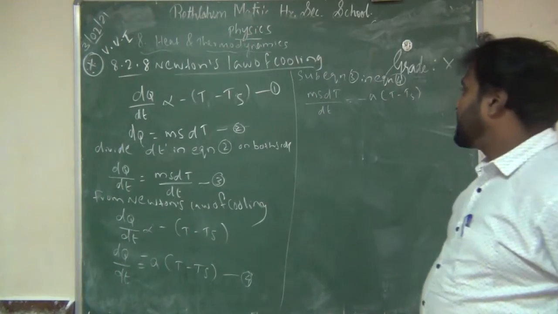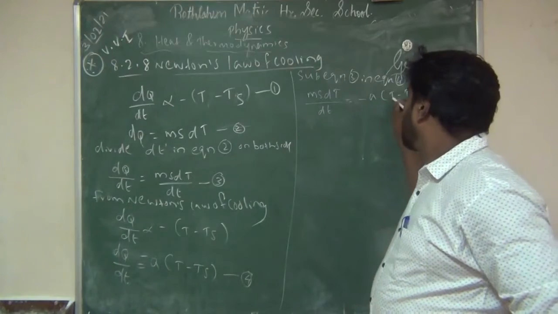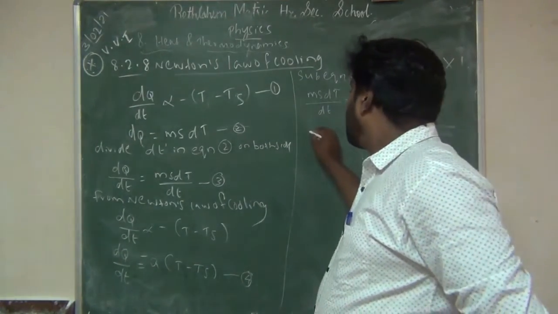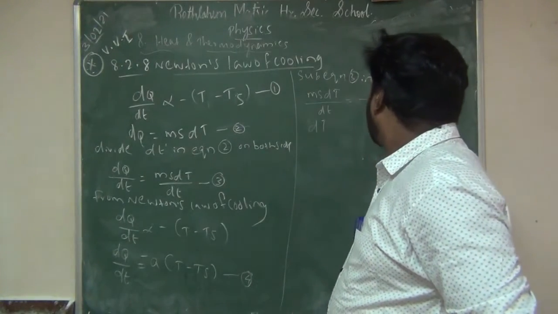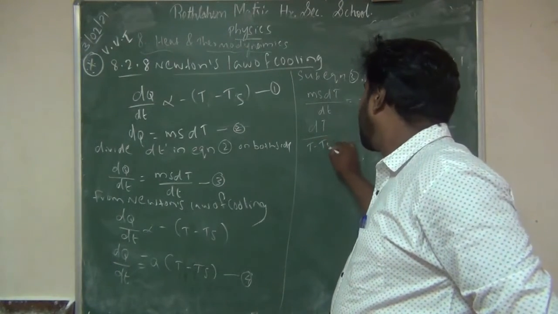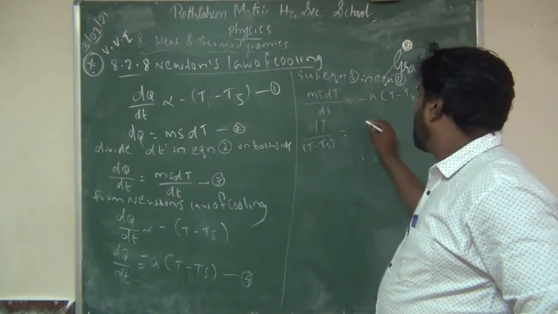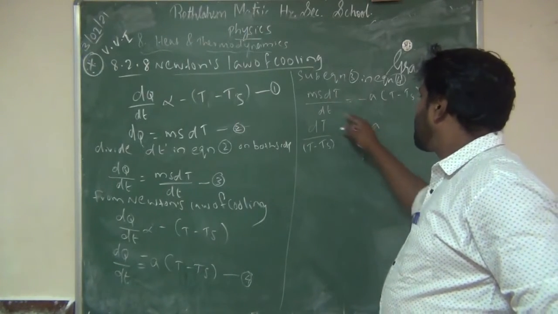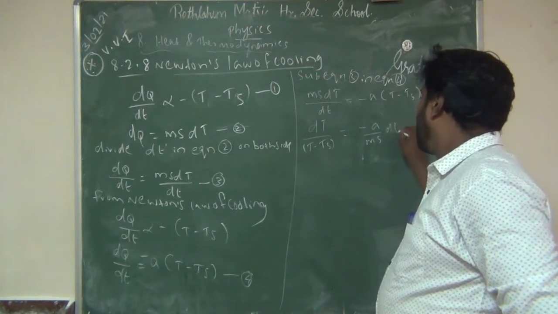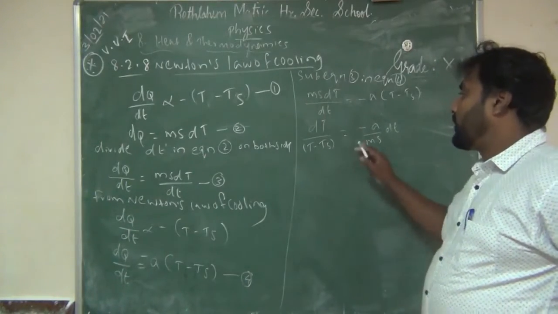Now rearrange this equation. This capital T is temperature, small t is time. Take all the temperature terms to one side. So dT goes down by T minus Ts: dT by T minus Ts is equal to minus A by m s into dt. This is the equation we got.